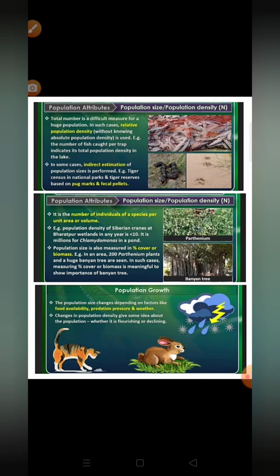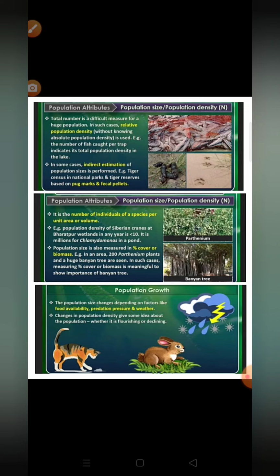And relative population density is used without knowing the absolute population density. It is used in some cases to find the total number of population, which is basically a difficult measure for a huge population. Like the number of fishes caught per trap indicates the total population density in the lake. In this way, population sizes depend on different factors like the availability of food, predation pressure, and the weather.